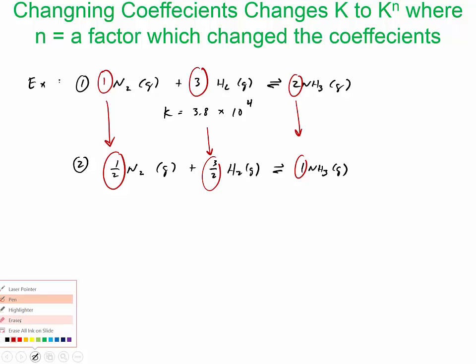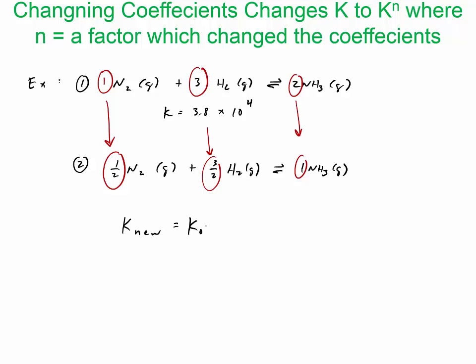So for our new K value, we're going to go K new equals K old, this is our old reaction, and this is our new converted reaction, to the 1/2 power. So this would be 3.8 times 10 to the fourth to the 1/2 power, or square root. So this would be 190, I got.